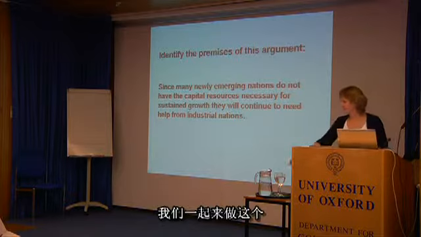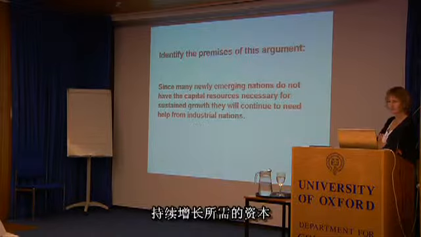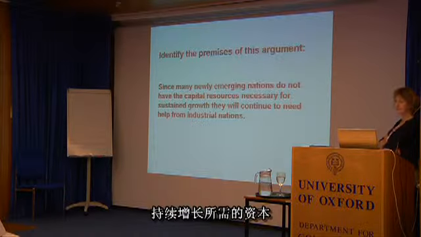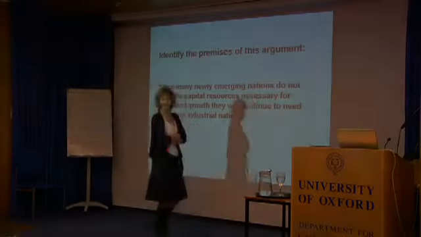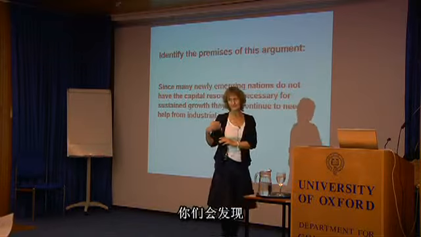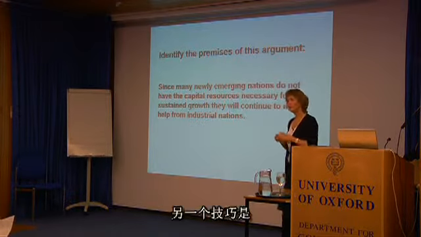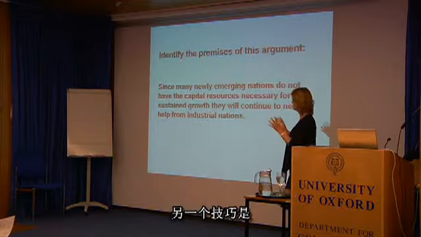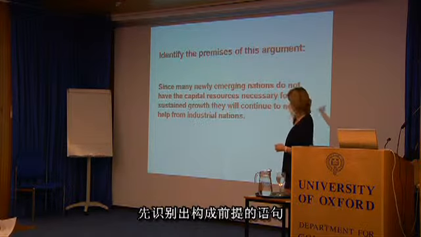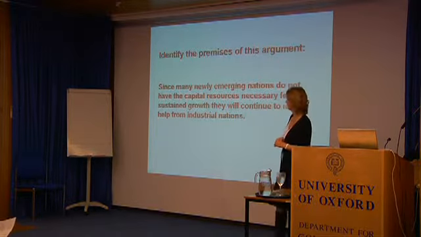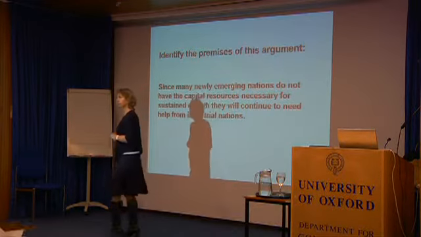Let's do it again with this one. So, since many newly emerging nations do not have the capital resources necessary for sustained growth, they will continue to need help from industrial nations. You'll find actually as you practice at this, it gets much, much easier. And another trick, if you've not quite seen it, is to identify the sentences that make up the premise, if you can. I mean, here you've only got one sentence.